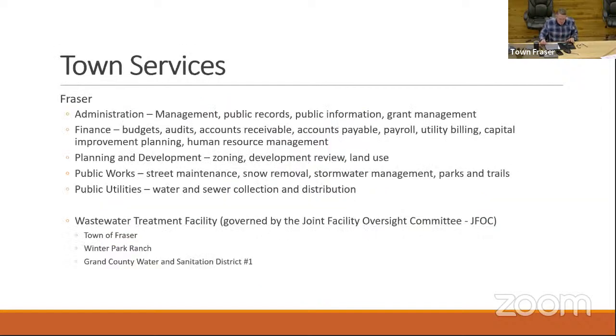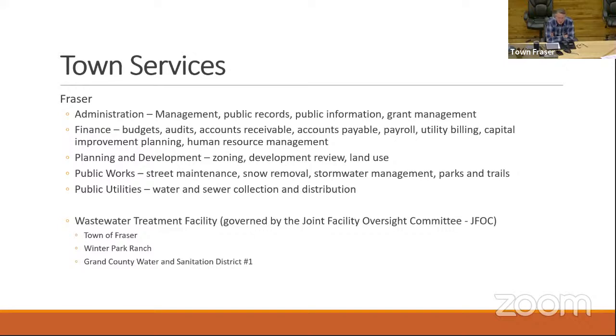So a quick word about our town services. Most of you probably are aware of this, but I just wanted to touch on this. These services are arranged functionally. Let's start with administration. This is where the town manager operates, the town clerk. We're responsible for public records, public information, grant management, a lot of legal research, a lot of coordination and research on policy matters as well.